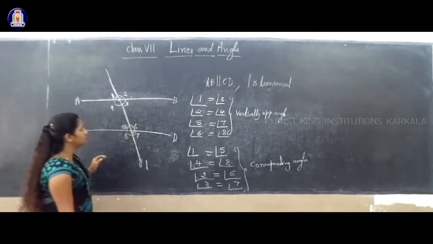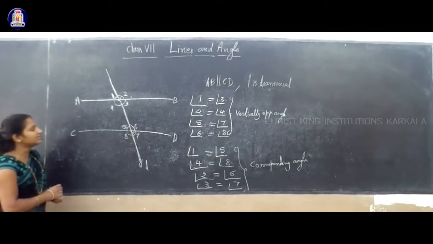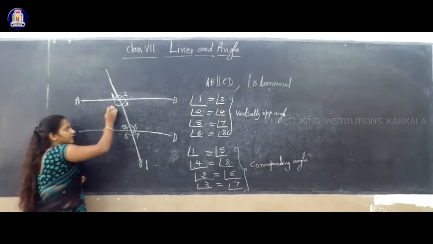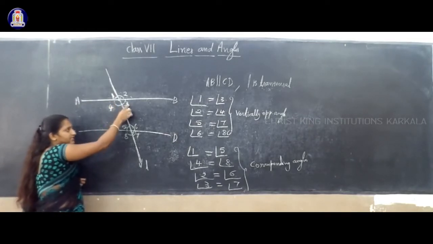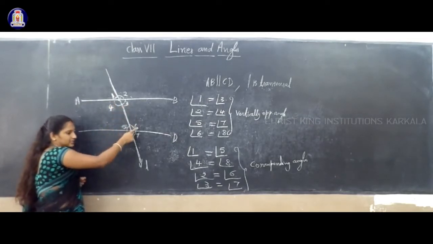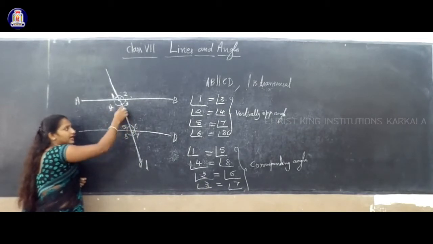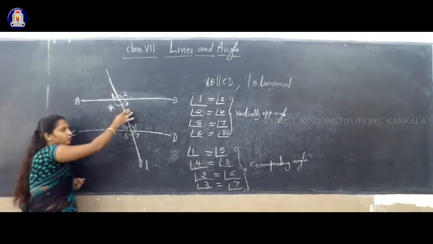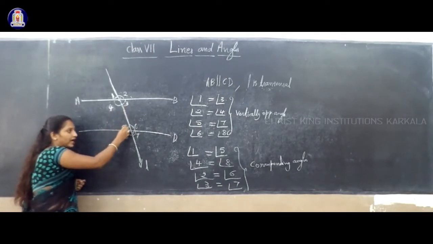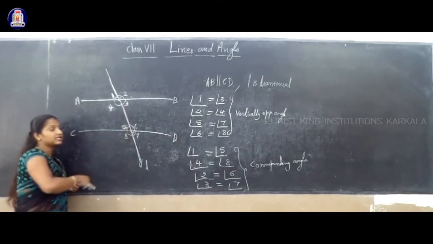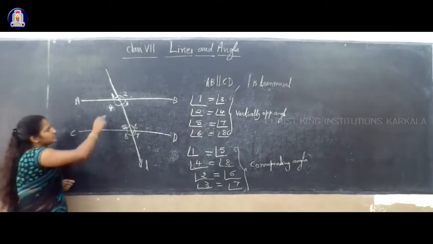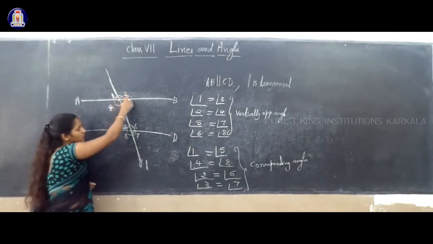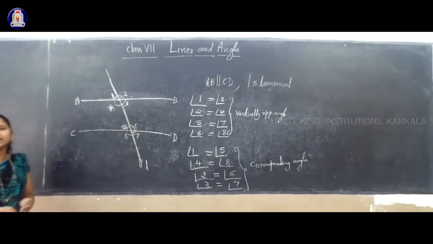Now next we can see the alternate interior angles. Alternate interior means, say here, angle 4, angle 3, angle 5, angle 6. So these 4 angles are interior angles, inside the parallel lines, right? Then which are the exterior angles? Exterior angles are angle 1, angle 2, angle 7, angle 8. So these 4 angles are called exterior angles.